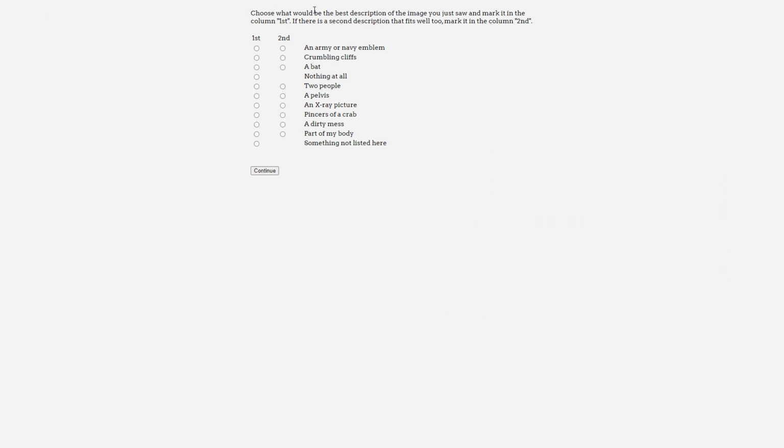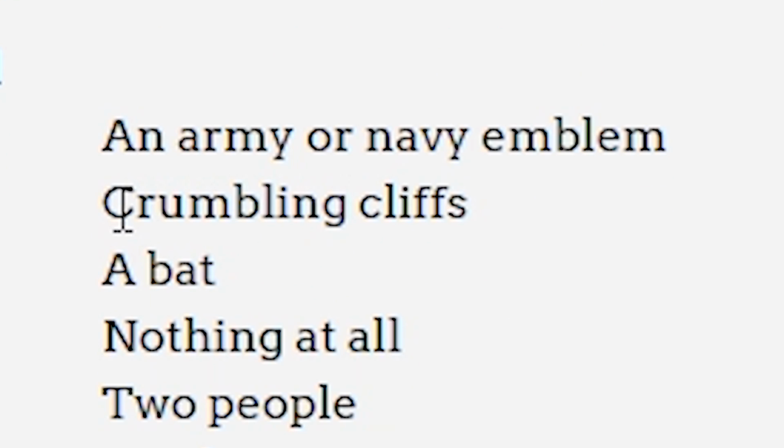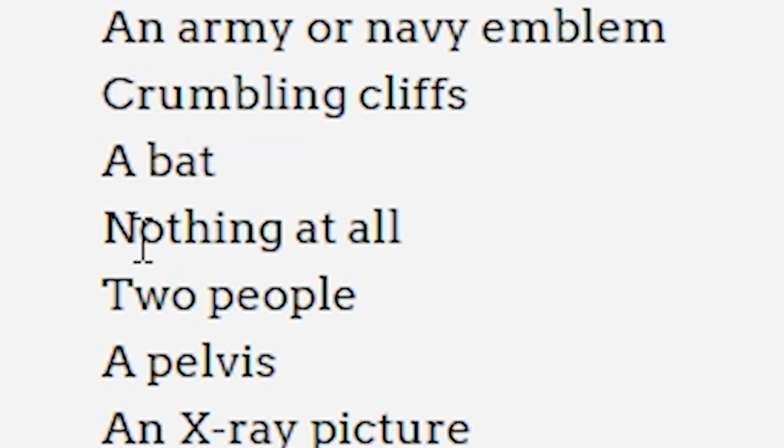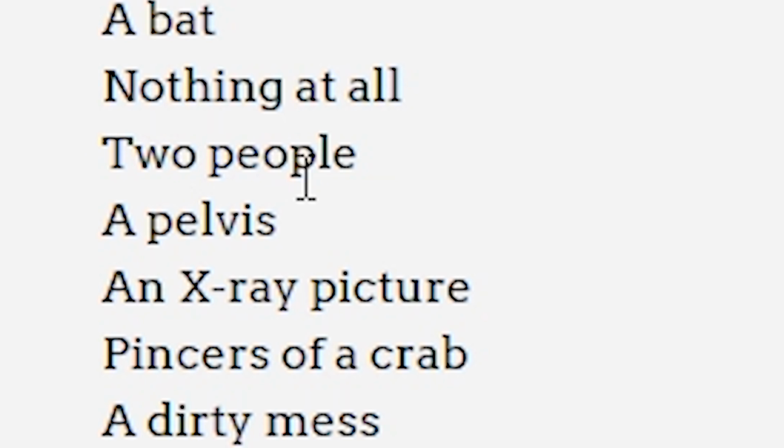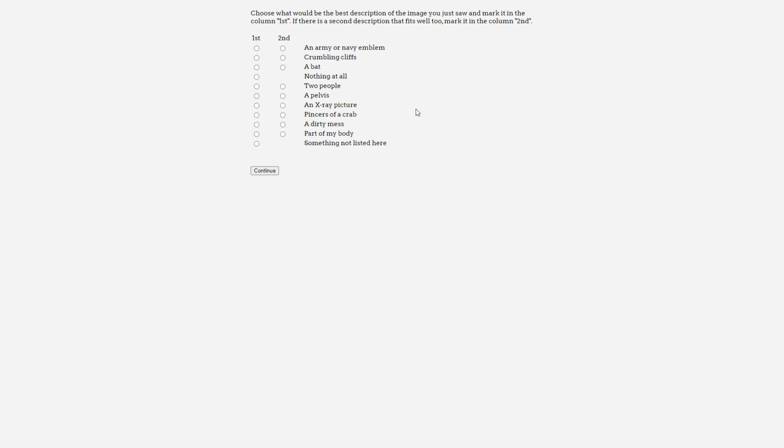Okay, so here's the list with all the options. An army or navy emblem, crumbling cliffs, a bed, nothing at all, two people, a pelvis, an x-ray picture, pincers of a crab, a dirty mess, part of my body, something not listed here. So we don't have two angels as an option, unfortunately, but we have two people, which is the closest thing.